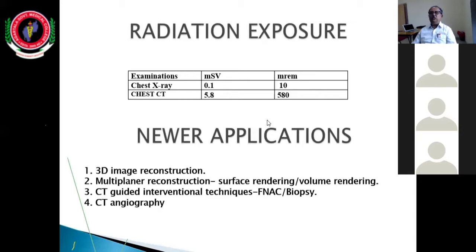So before going for a CT scan of the chest, you must think twice whether it is absolutely necessary and for the benefit of the patient or not. Some of the newer applications of the CT scan: 3D image reconstruction, CT-guided interventional techniques like FNAC, biopsy, and CT angiography. These are the newer applications of the CT scan.